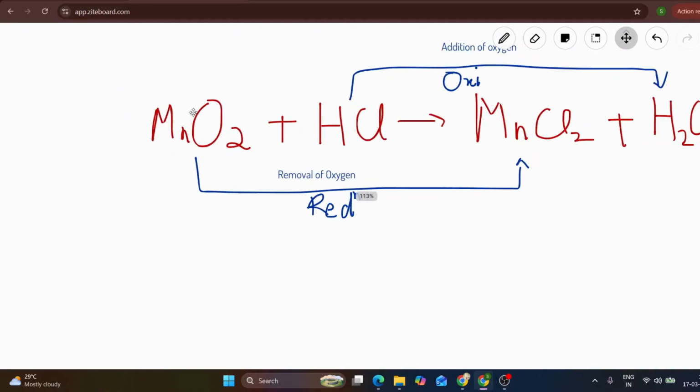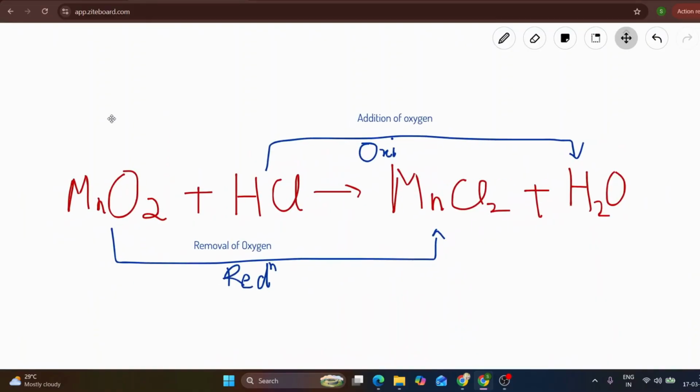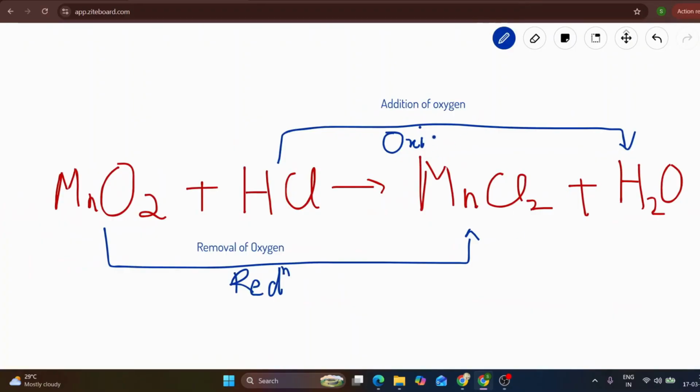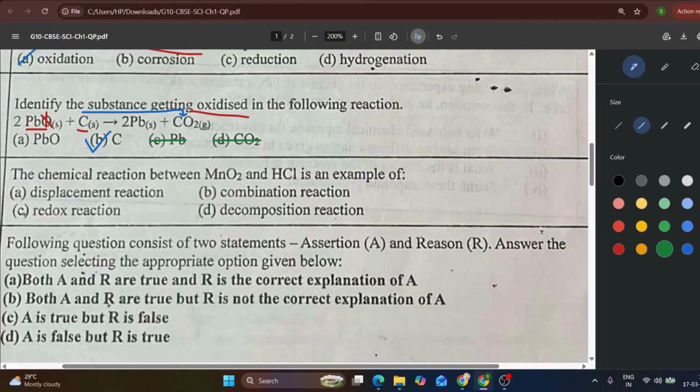Now in one particular reaction you have both oxidation as well as reduction. Such type of reactions are called redox reactions. So what are redox reactions? A chemical reaction where oxidation and reduction take place simultaneously is called a redox reaction. So from the options we can go for redox reaction. Other options blindly you can omit. Need not worry about the other options at all.